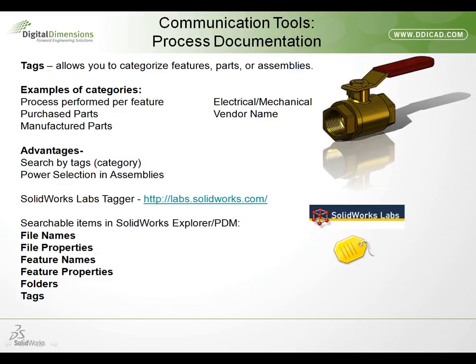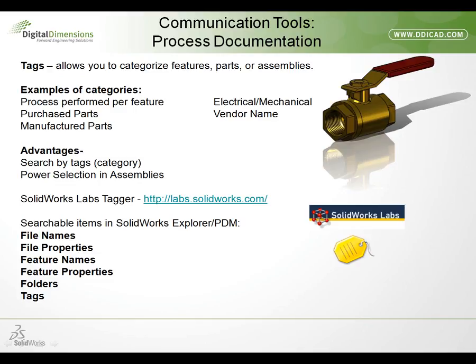SOLIDWORKS Labs Tagger puts your tags over in the task pane, which makes it easier to add tags to existing parts or features. And as it relates to power selection, if you click on a tag that's already been added, it will then select all the components that are part of that tag or category. Searchable items in SOLIDWORKS Explorer PDM, as I mentioned, tags, they're searchable, as well as file names, file properties, feature names, feature properties, and finally, folders.